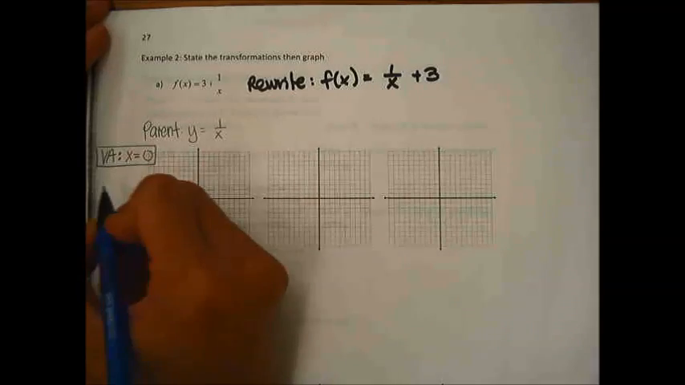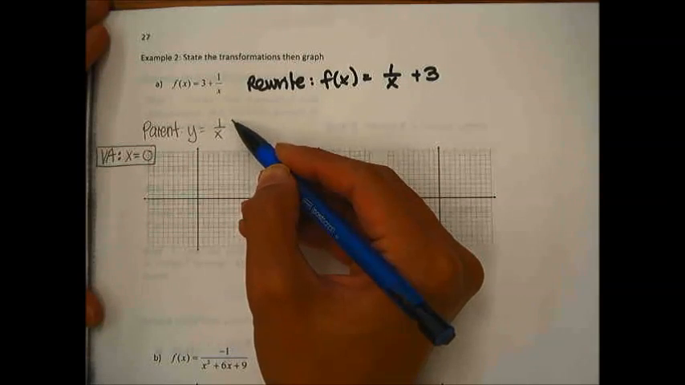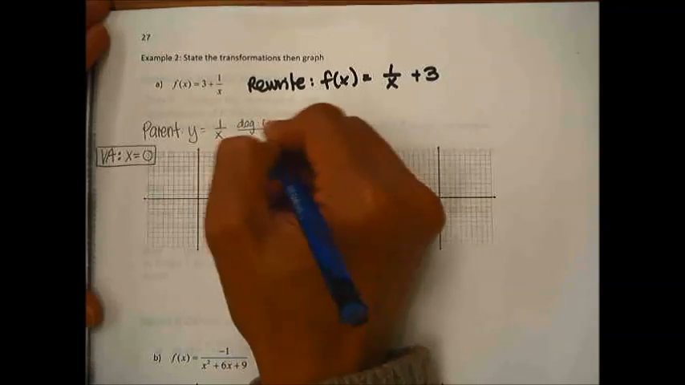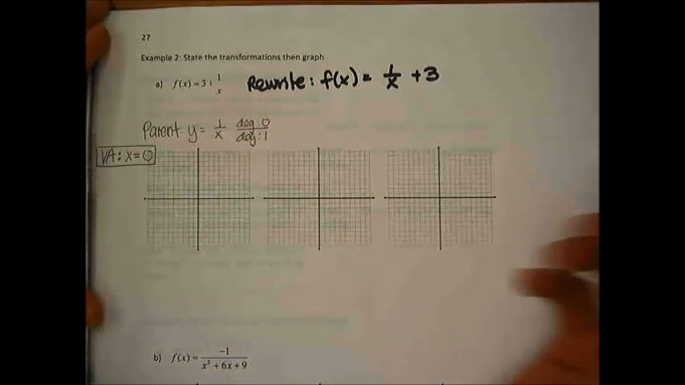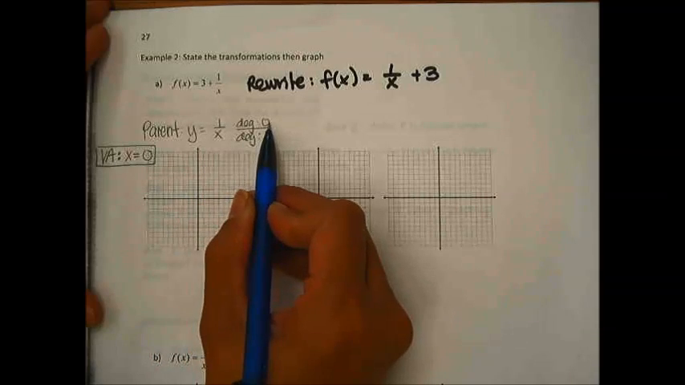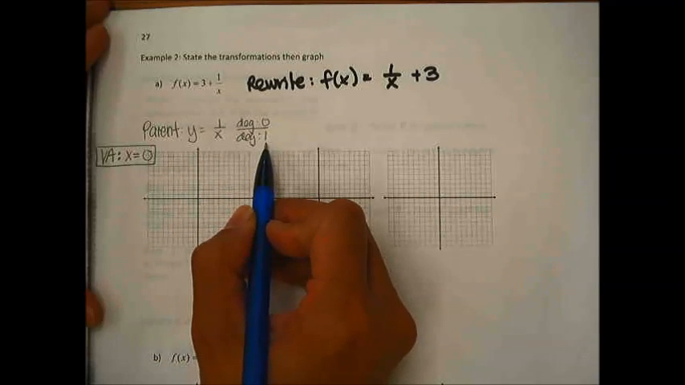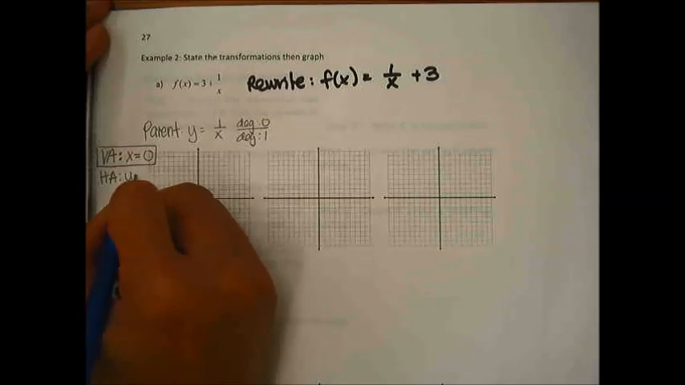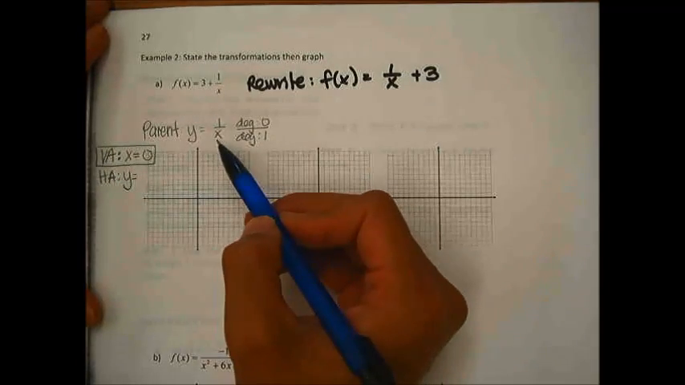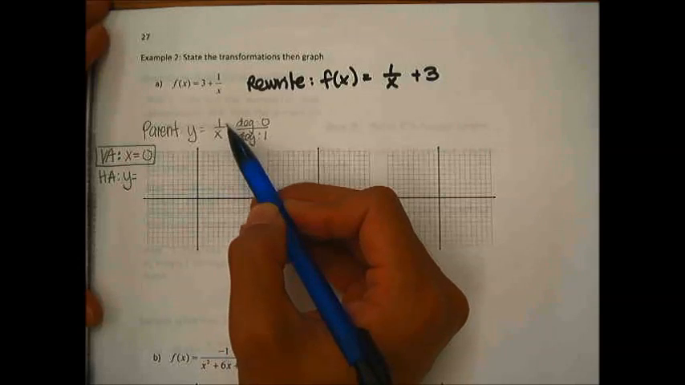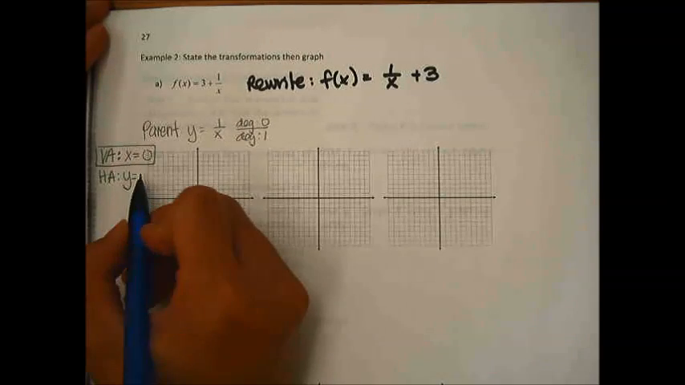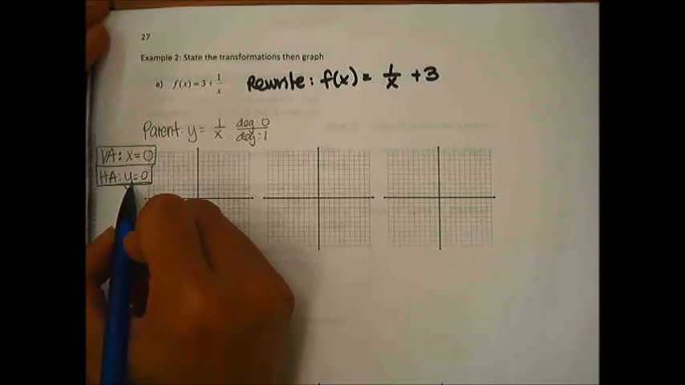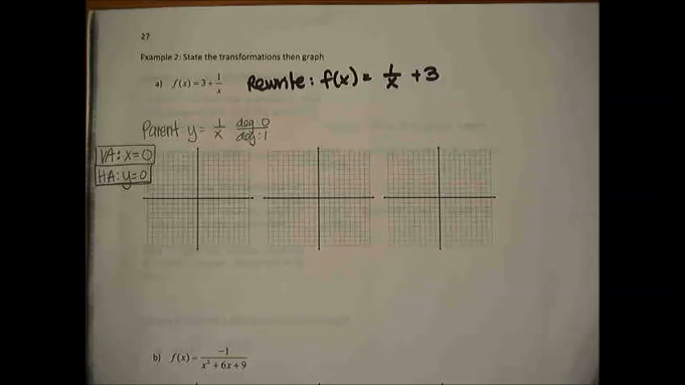The degree on the top is 0, because there's no x term. Degree 0 divided by the degree on the bottom, which is 1. Because it's not improper, we are going to have an HA. To have an HA, we need to start with y equals. As x gets really, really large, 1 divided by a really large number is approaching 0. So in this case, we have y equals 0 for HA and x equals 0 for vertical.